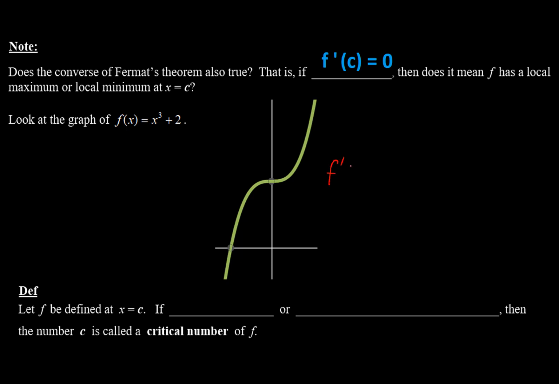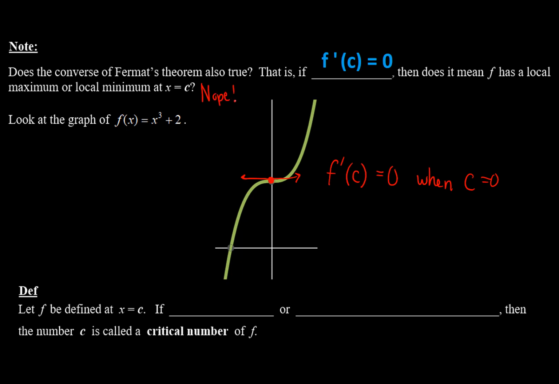We've got f prime of c is equal to 0 when c is equal to 0. So if we look right here at this point, we have a horizontal tangent, but this is not a max or a min. This is actually a leveling off point. So the converse of this theorem is definitely not true.